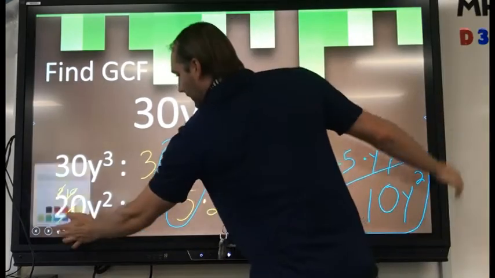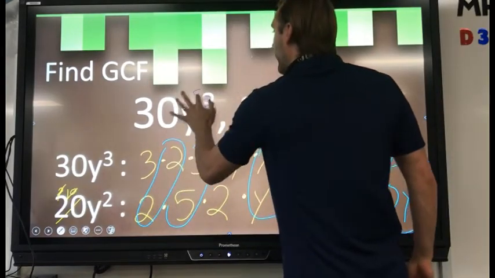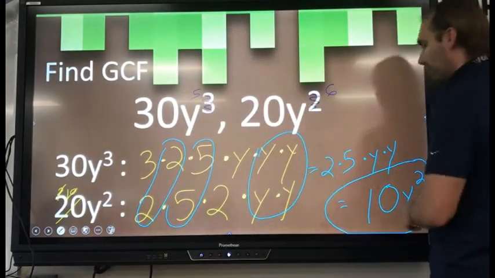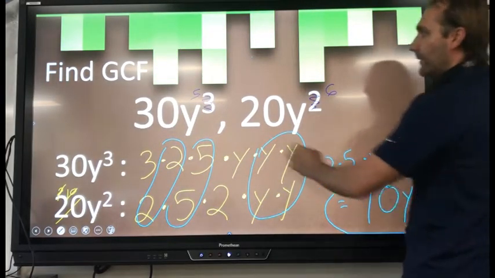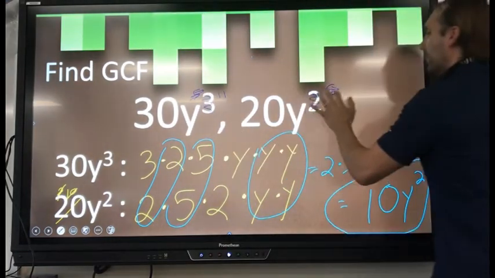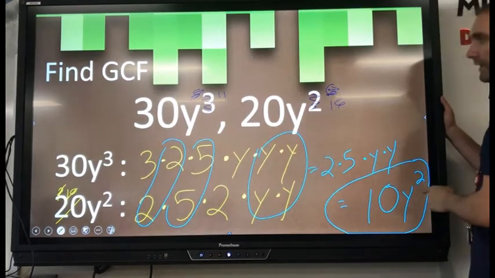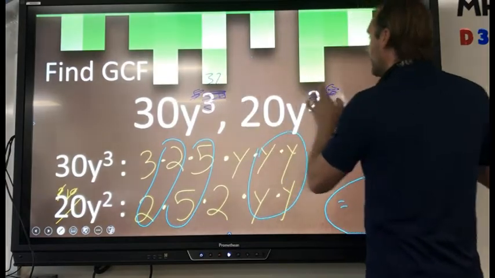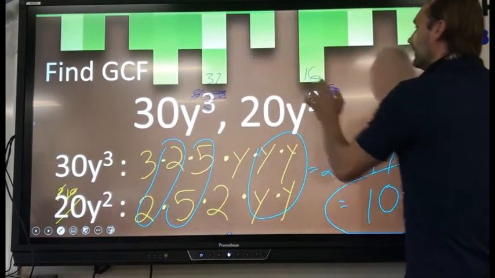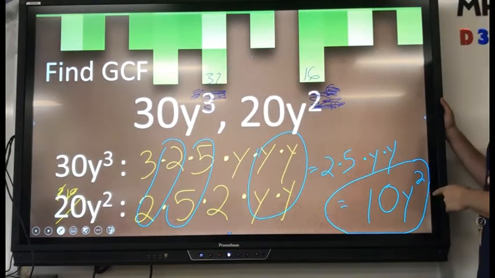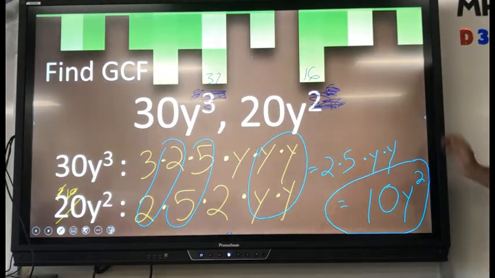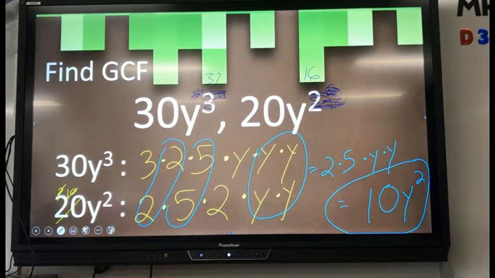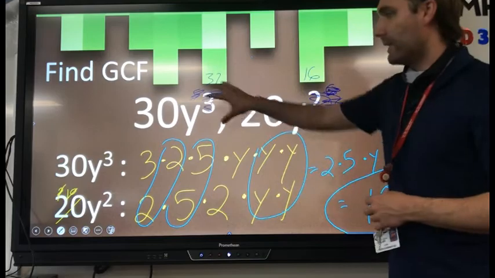So if I change this to a y5 and a y6, what's going to be my GCF? Y5. If I change this to 11 and this to 16, y11. Smallest one. If I change this to 37 and this one to 16, this is y16. So yes, just grab the smallest exponent. That's a quick way of doing it. We wouldn't have to solve it. Just get the smallest exponent.